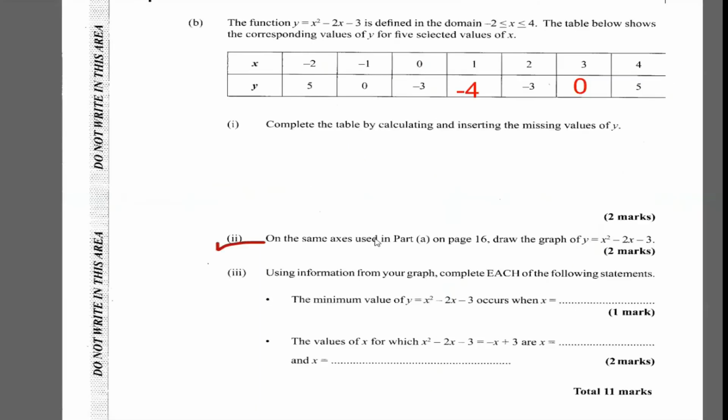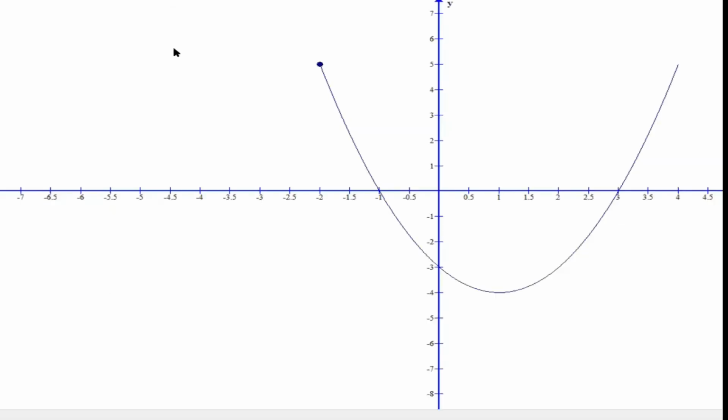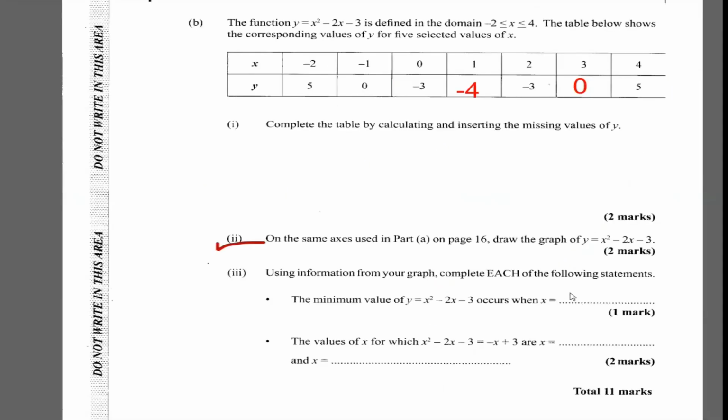Good. Now it says, using the information from your graph, complete the following. The minimum value of the function occurs when x is... The minimum value means the lowest value of y on the graph. The lowest value of y on the graph is -4, and it occurs when x is 1. So right here, the minimum value occurs when x is 1.